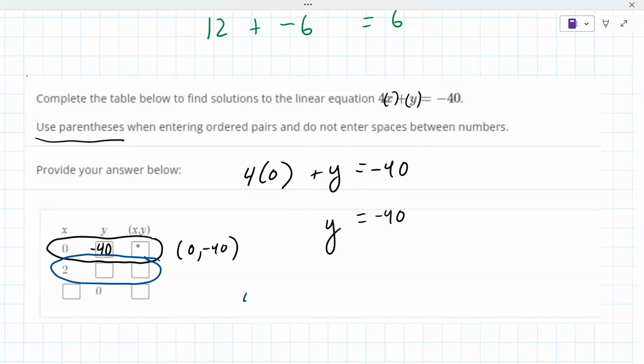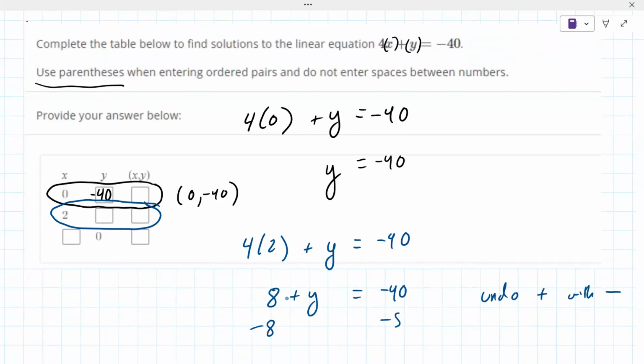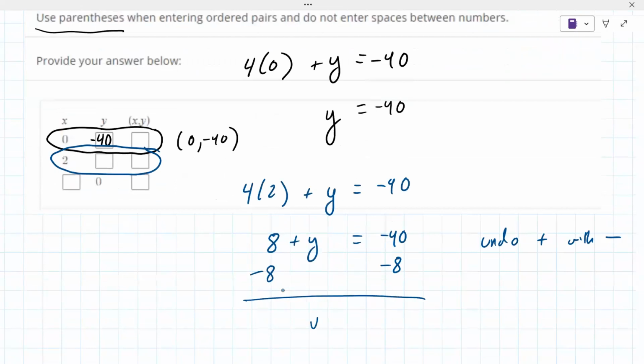All right, now for the next one, I'm going to do it in blue here. X is 2. So it's 4 times 2 plus Y equals -40. 4 times 2 is 8. 8 plus Y equals -40. Do you remember how to undo this 8 from the left side? How do you get it over to the right? It's currently being added, so how do you undo addition? Subtraction. Yes, you undo addition with subtraction. Subtract 8 from both sides. Y equals -48. So that's -48, and the ordered pair would be 2 comma -48.